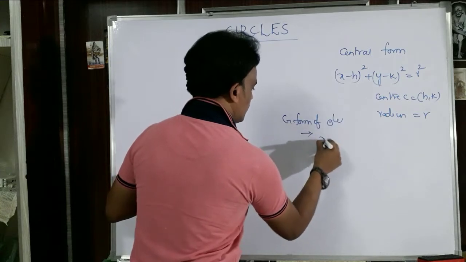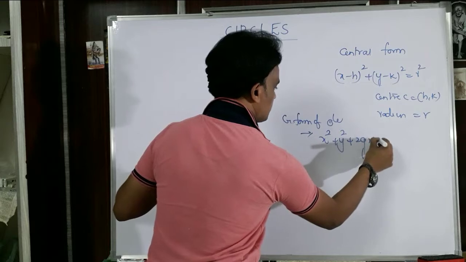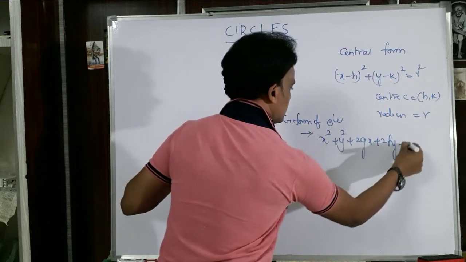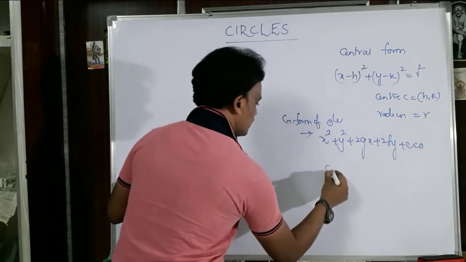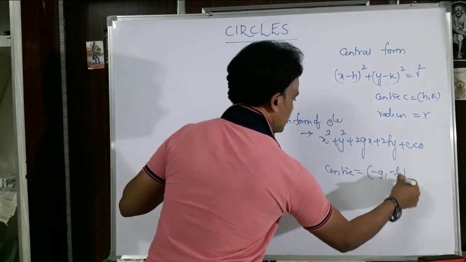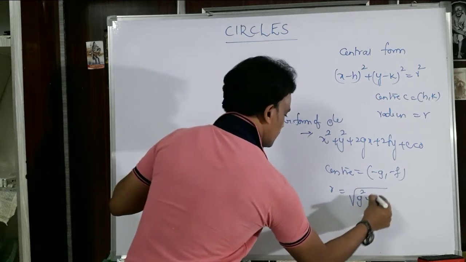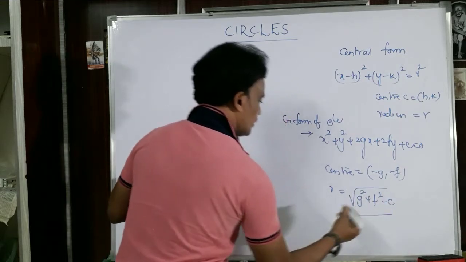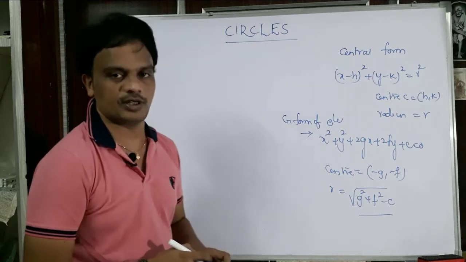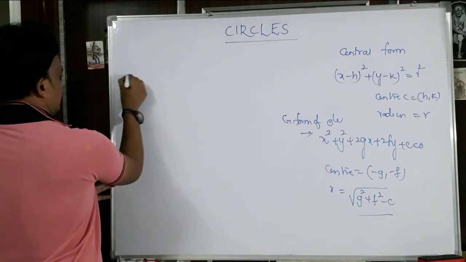The general form of a circle is x square plus y square plus 2gx plus 2fy plus c equals 0. In that case, the center is (minus g, minus f), and the radius is root of g square plus f square minus c. From the last video we discussed this case, and we discussed one more thing also.